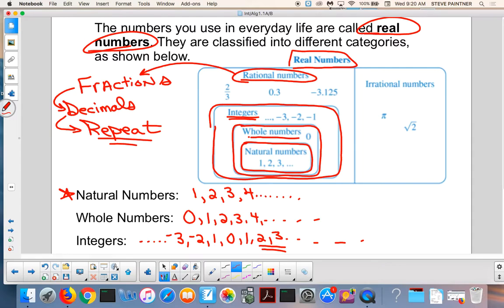Tell me, point, 2/3 is what? 0.6 repeating. Okay. So, if you see a fraction, it's obviously a rational number. But, decimal-wise, 0.6 repeating, oh, it's a rational number.